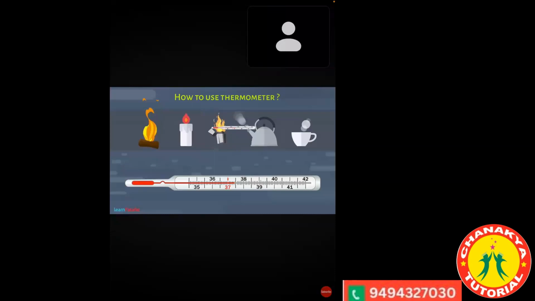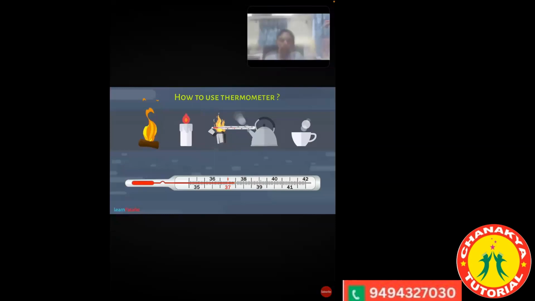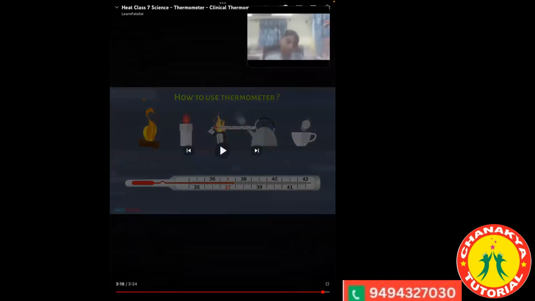And if we provide a lot of heat or a lot of flame to it, or we use the hot object in front of it, what happens? The mercury will not be able to hold itself and it starts expanding, and because of that the explosion will be there. And since the thermometer is made up of glass, it can expand a lot. So that is why we should not use it for the hot material or the hot object. Only for the body we can use, because our body is not so hot.